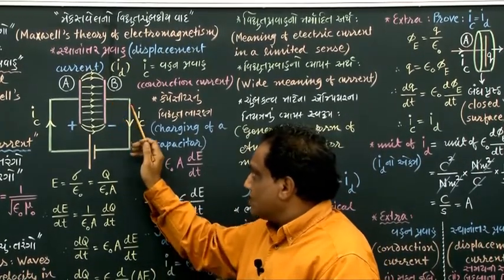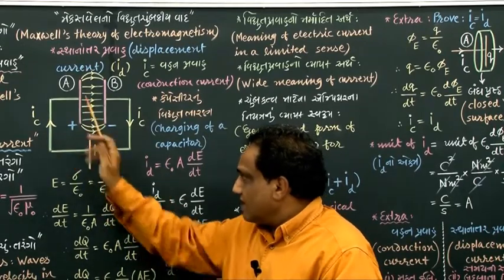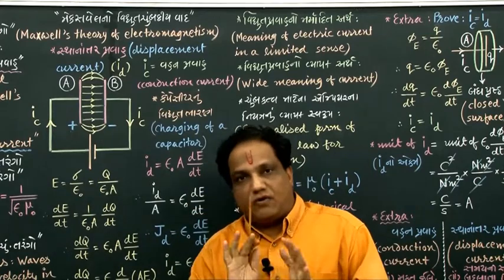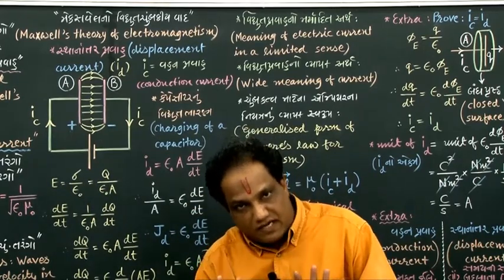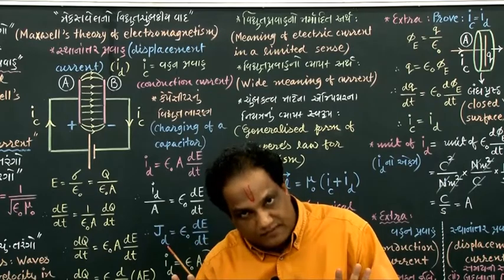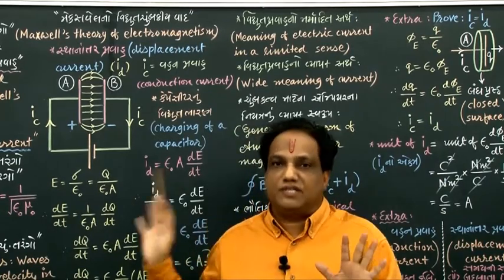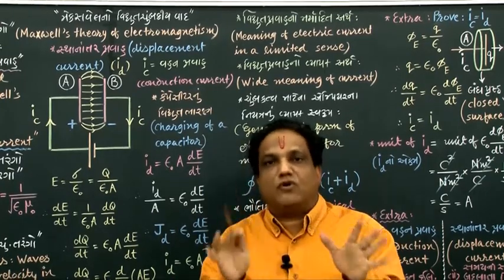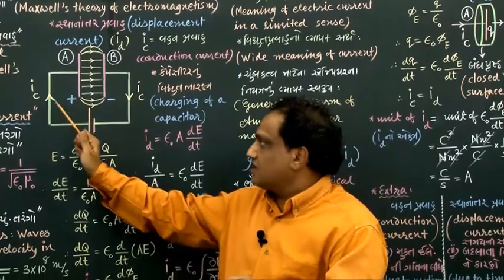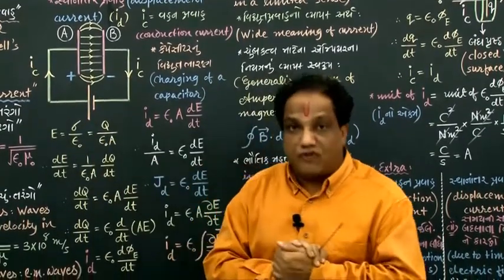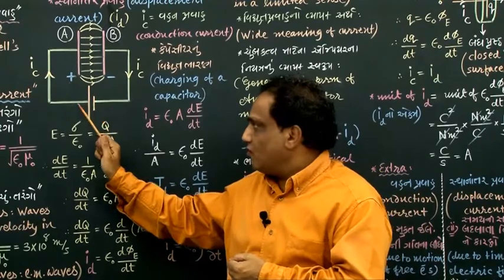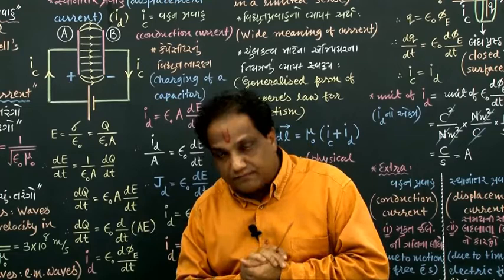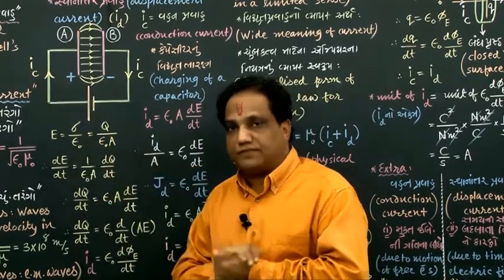That current we just show this way, away from the positive terminal. Up till now we were calling that current electric current only, but from now onwards in this topic we will call it conduction current, which flows in this solid wire. Which flows in a solid conducting medium, we call it conduction current.